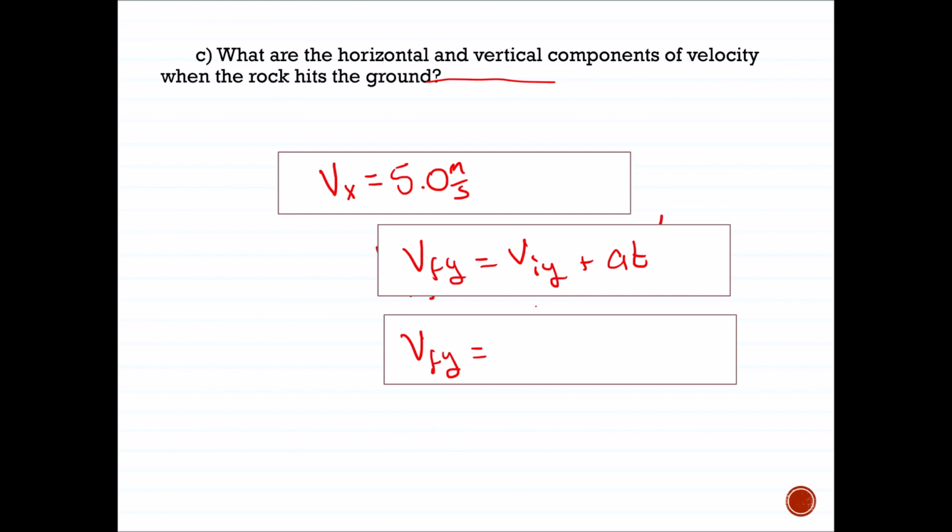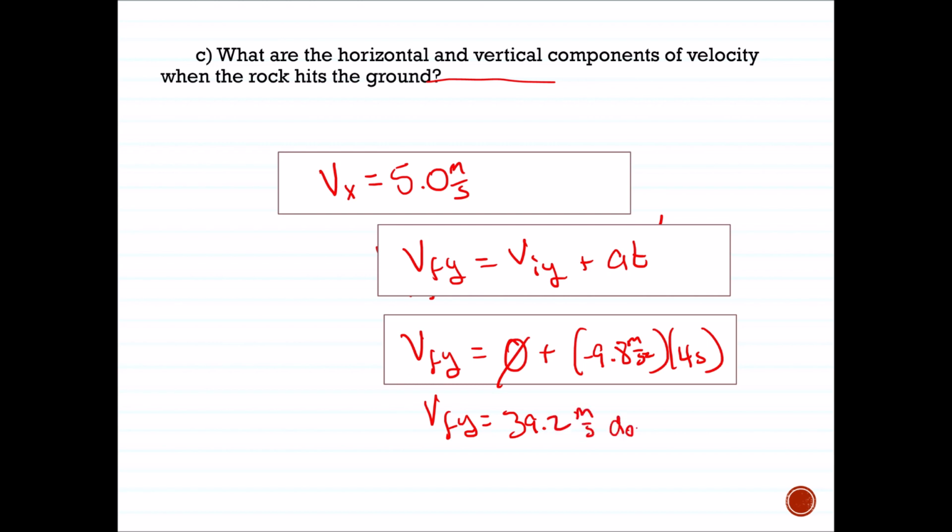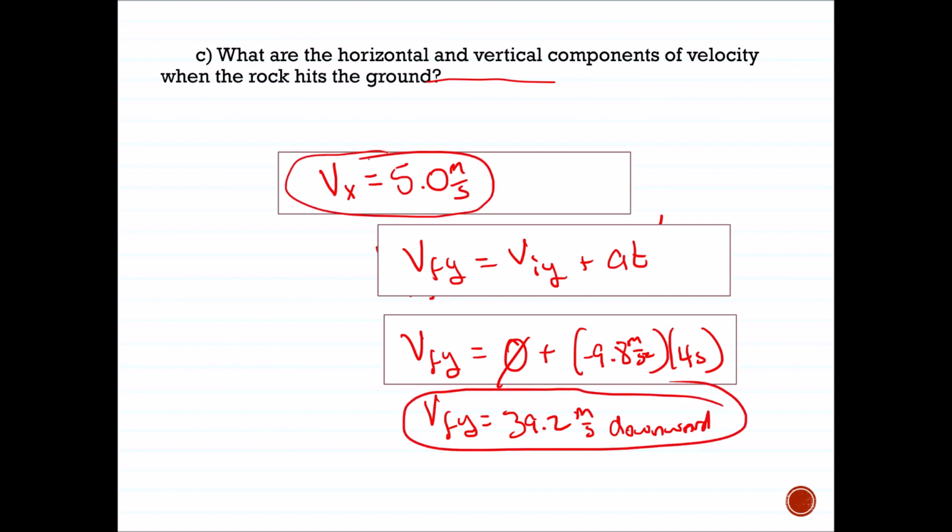Again, the ball is being launched horizontally, so there is no vertical velocity. It's as if the ball is being dropped vertically, and it takes 4 seconds to fall. So what we have here is acceleration times time. So -10 times 4 is about -40, or 39.2 meters per second downward. So those are the components, x and y.